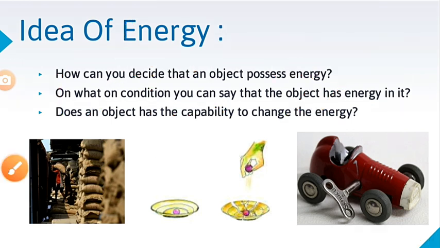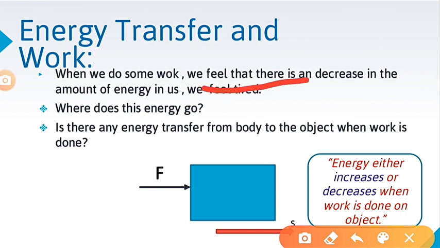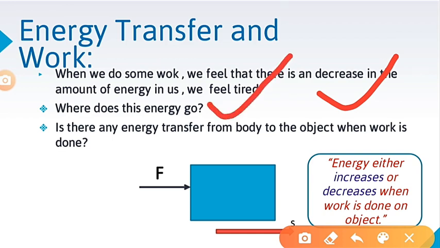Let's see the different sources of energy. Before that, let's see if there is a relationship between energy and work. Think that when you do some work, we feel tired, right? We feel tired means what? We feel that there is a decrease in the energy in our body. Why is there a decrease in the energy in our body? Where does the energy go? Is there an energy transfer from the body to the object when work is done?